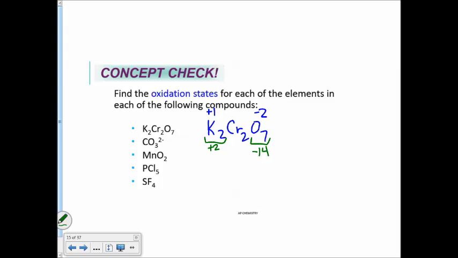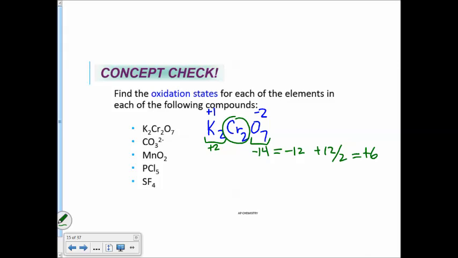So what's plus 2 and minus 14 going to give you? Negative 12. That means out of the chromiums here, we need a plus 12 out of those chromiums because this has to add up to 0. There's no charge on this compound, so it needs to add up to 0. So if there's 2 of them, what does each one have to be worth? Plus 6. Good. So in this case, the potassium's a plus 1, the chromium's going to be a plus 6, and the oxygen's going to be a minus 2.